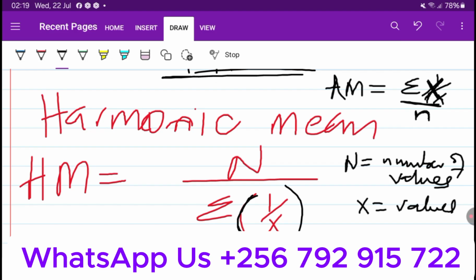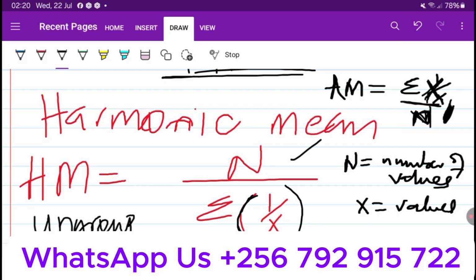Because if you try to get the reciprocal of this, it will be this one. This n can be small, or it can be big, but let's maintain n to be big with the assumption that we are dealing with a population. So we just interchange what was at the top, let it be at the bottom. Now, of course, this is for ungrouped data.